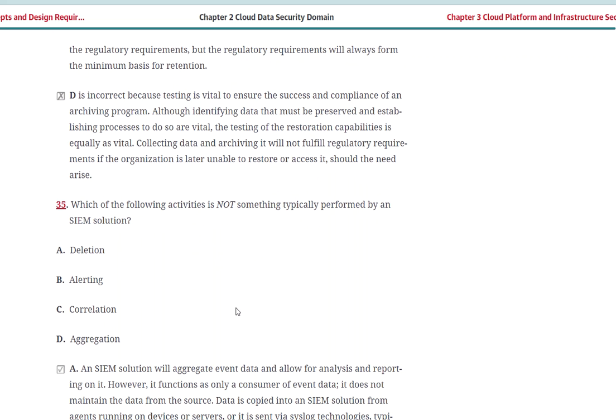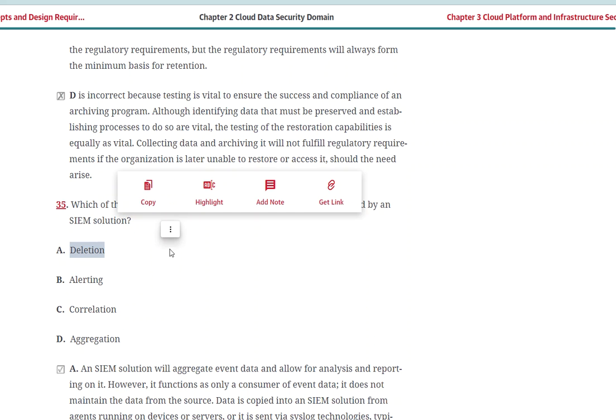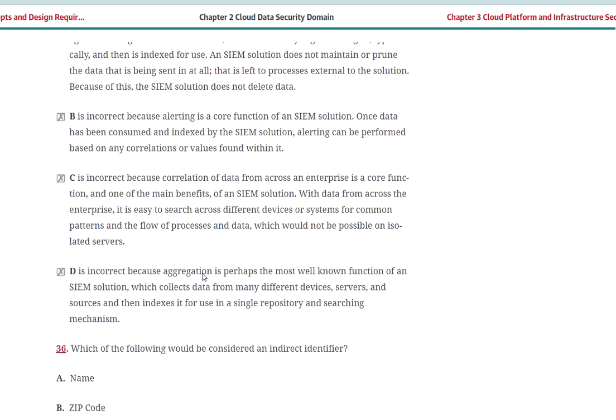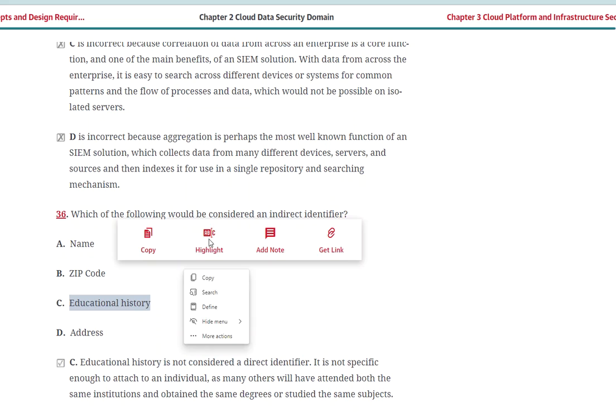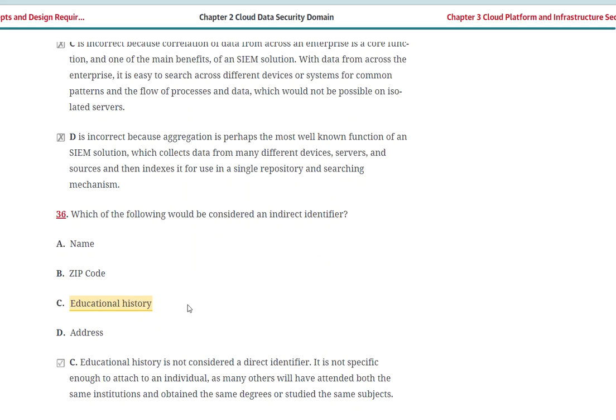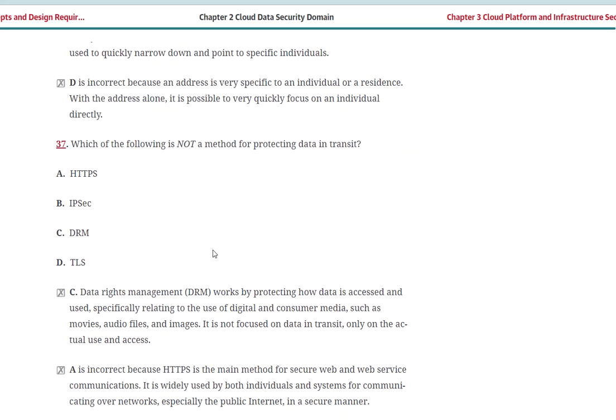Question 35. Which of the following activities is not something typically performed by a SIEM solution? And the correct answer is A. Question 36. Which of the following would be considered an indirect identifier? And the correct answer is C, educational history. Question 37. Which of the following is not a method for protecting data in transit? And the correct answer is DRM.